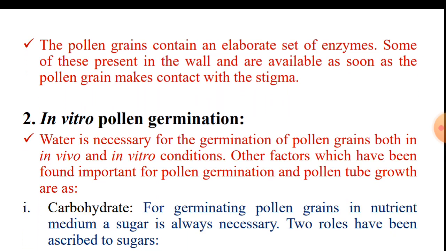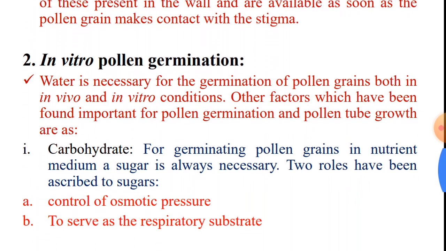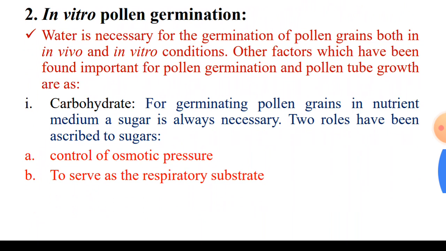The pollen grains contain an elaborate set of enzymes. Some of these are present in the wall and are available as soon as the pollen grain makes contact with the stigma. Now, in vitro pollen germination, that is germination of pollens in laboratory conditions or in artificial conditions. Water is necessary for the germination of pollen grains in both in vivo and in vitro conditions.